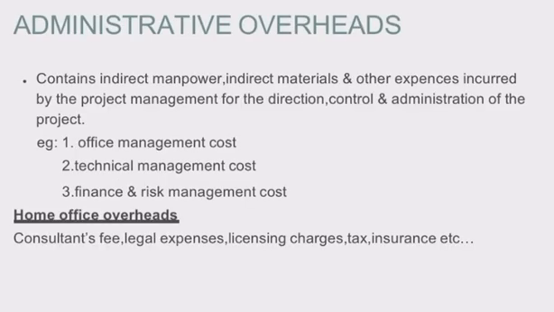Moving into the other head of indirect cost, that is administrative overheads. They contain indirect manpower, indirect material and other expenses incurred by the project management for the direction, control and administration of the project. For example, office management cost, technical management cost, finance and risk management cost. Moving on to the next head, that is home office overheads. They include consultants fees, legal expense, licensing charges, tax, insurance, etc.